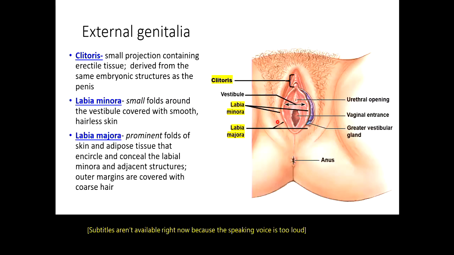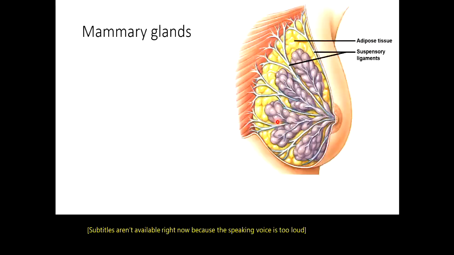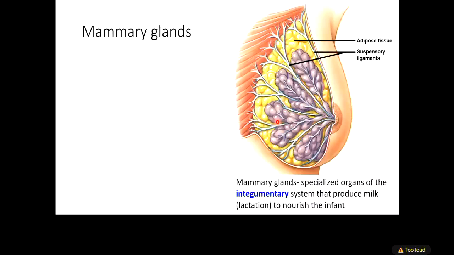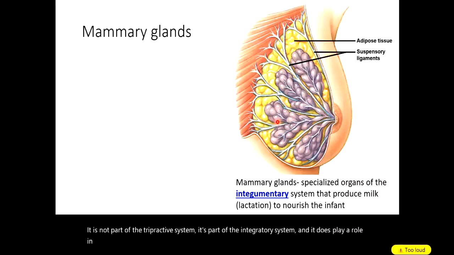Now we move on to the mammary glands. One of the interesting things about this is, as I mentioned at the start of the lecture, this is part of the integumentary system. It is not part of the reproductive system, it's part of the integumentary system, and it does play a role in producing milk to nourish the infant after birth.